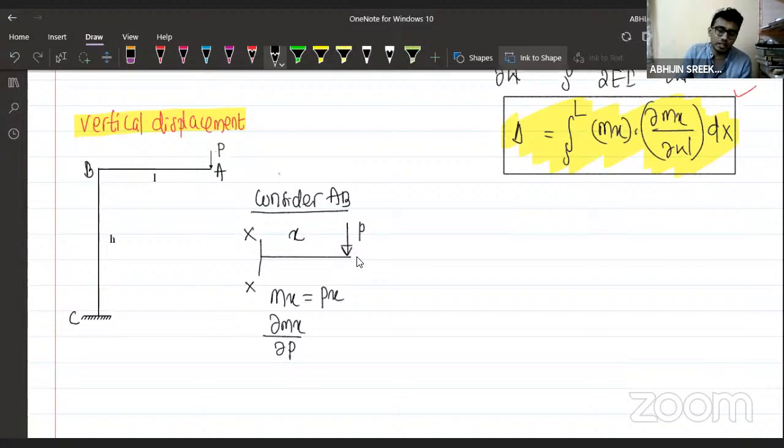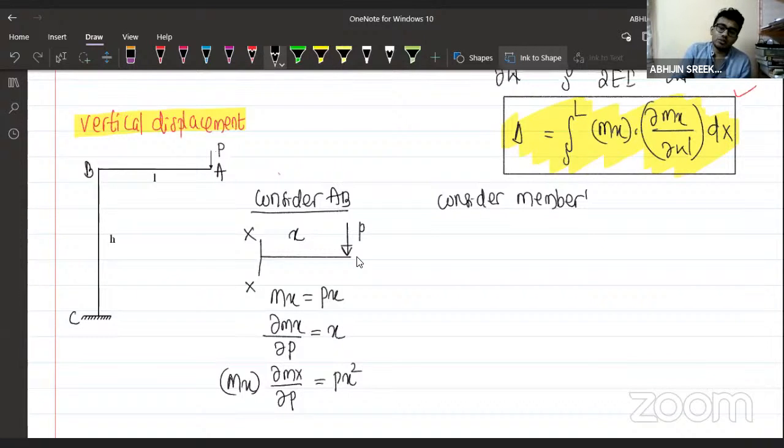Here P is the load here, right? It will be equal to X, and we know Mx into ∂Mx/∂P will be equal to Px square. This is for the member AB. And similarly, we can consider member BC. We need to consider the free body diagram of each member. If we consider member BC, what you'll be seeing?